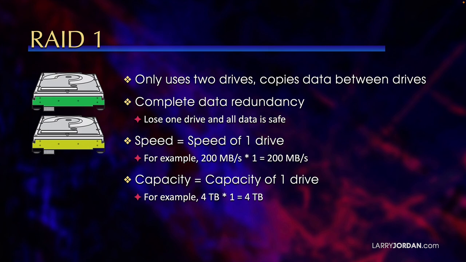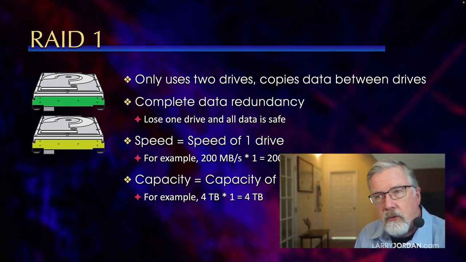The speed of RAID 1 is equal to the speed of a single drive. For example, 200 megabytes for a 2-drive system. And the capacity is equal to the capacity of one drive, 4 terabytes in this case. You can only have 2 drives in a RAID 1. If I have 3, 4, or 5 drives, all I'm doing is making multiple copies of the same data. You essentially end up with 3 drives that have the exact same data on it.